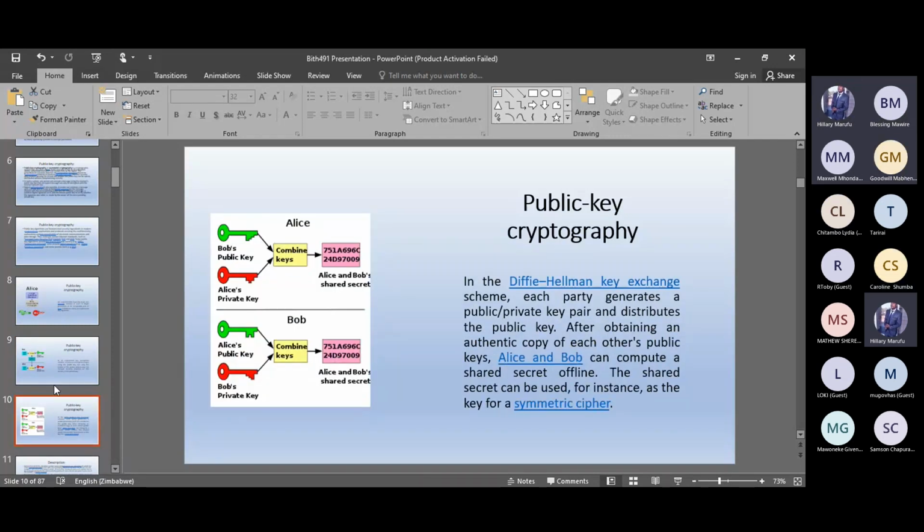Okay, it's okay. So what I can now say is Diffie-Hellman: each party generates a public and a private key and distributes the public key. After obtaining the authentic copy of each other's public key, Bob and Alice can compute a shared secret offline. They share the secret, and this is the basis of a symmetric cipher.